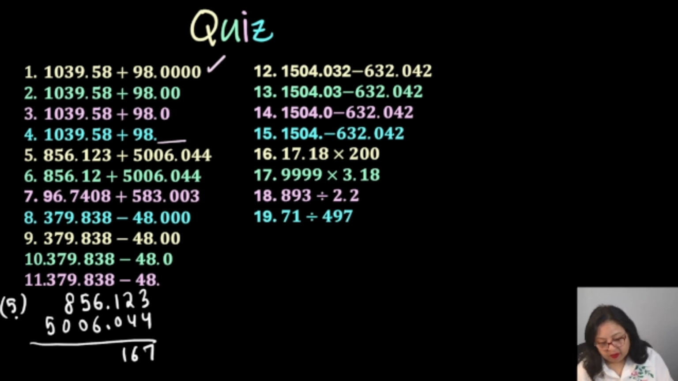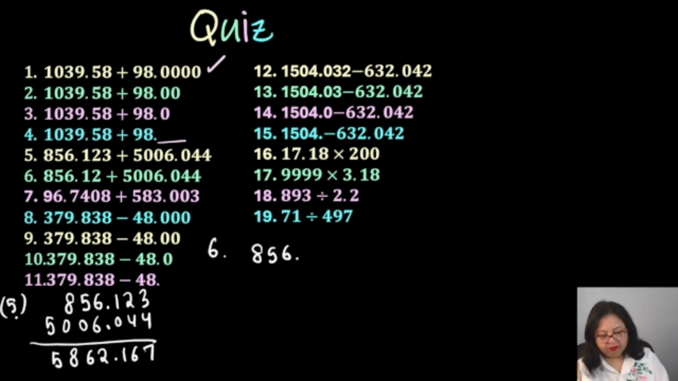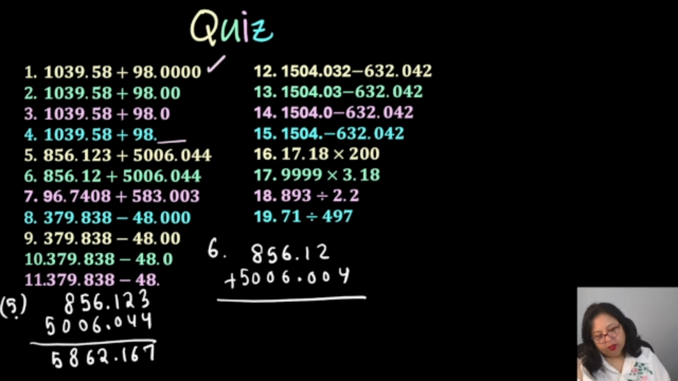So 5862.167. Alright, and there's your answer. We got to do nothing to this. Alright, so that was number 5. Moving on to number 6. Number 6 is 856.12 plus 5006.004. Okay. Now this one, the first number is 2 digits after the decimal.